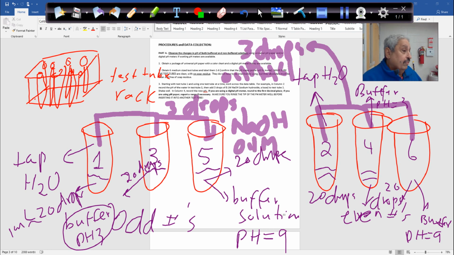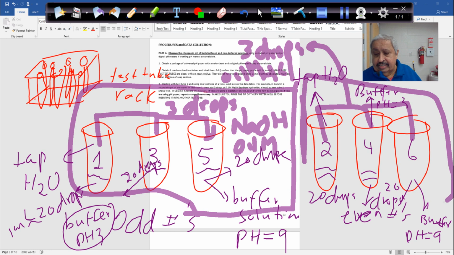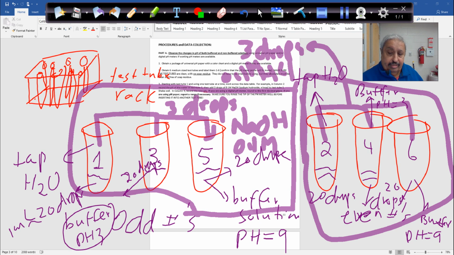So first, you'll have 6 test tubes filled with about 1 ml, 20 drops, labeled number 1, and the 3 and 5. Those are for sodium hydroxide. This side is the sodium hydroxide side. This side here is the HCl side, 2 and 4 and 6. So you measure the pH of all those 3.